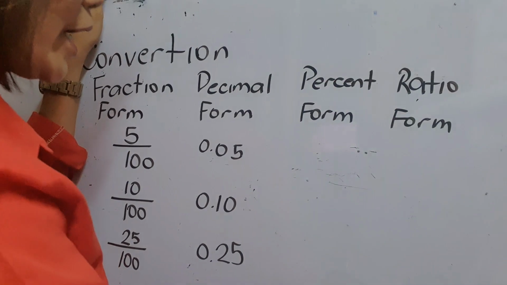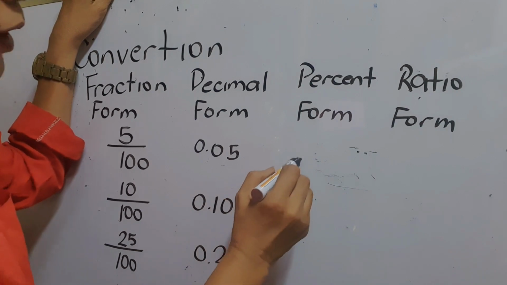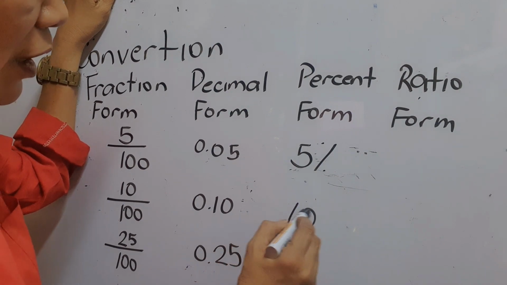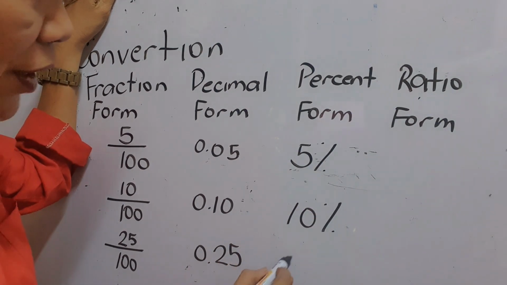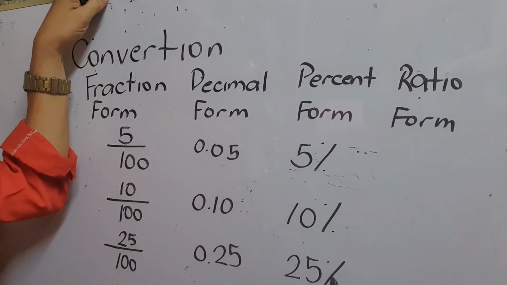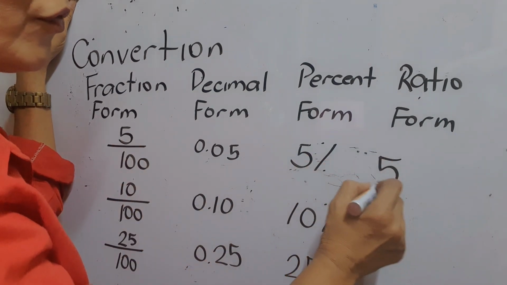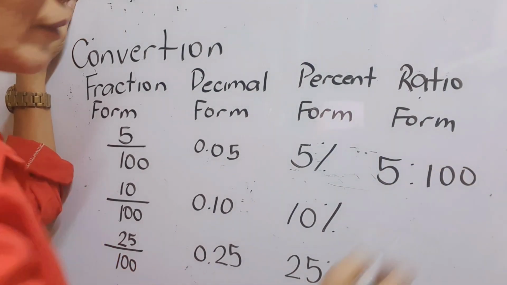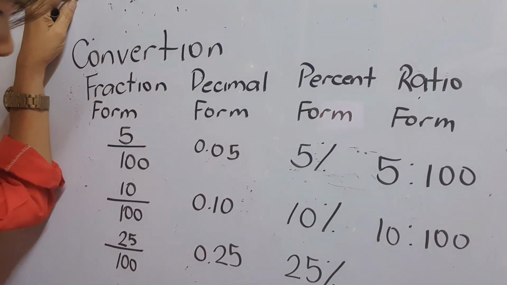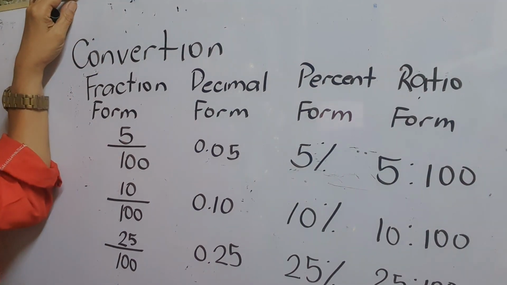Okay, now, let's try here in percent form. So in percent form, if this is 0.05, that is 5%. Okay, here, 0.10, that is 10%. So sa 0.25, definitely that is 25%. Okay, now, in ratio form, how are you going to fill it up? So if this is 5 over 100, we're going to write here 5 is to 100. And then here, 10 over 100, 10 is to 100. And then here, 25 over 100, that is 25 is to 100. Okay, so, ganun po, ha?